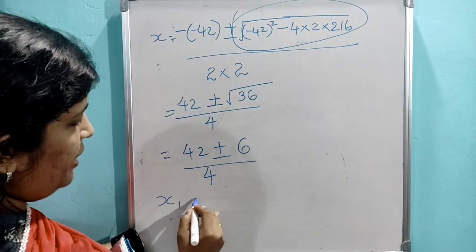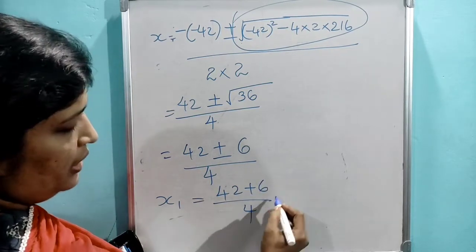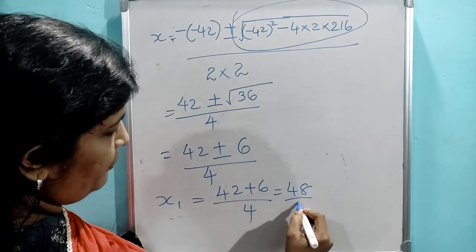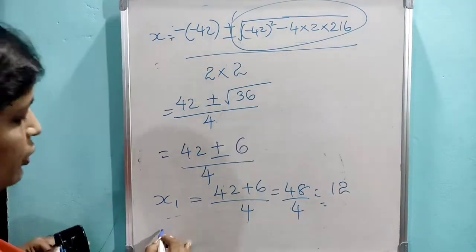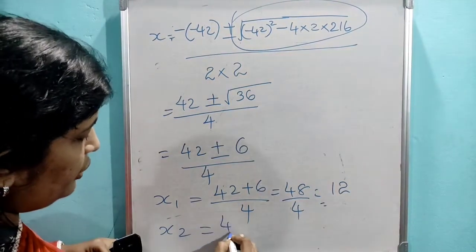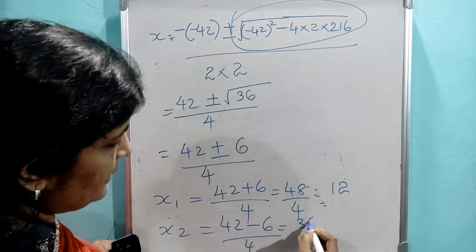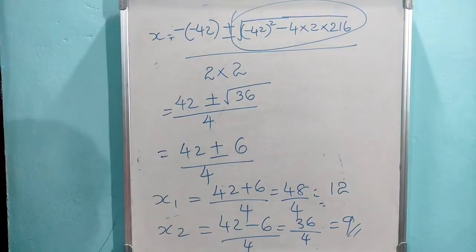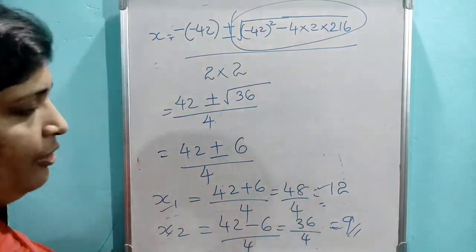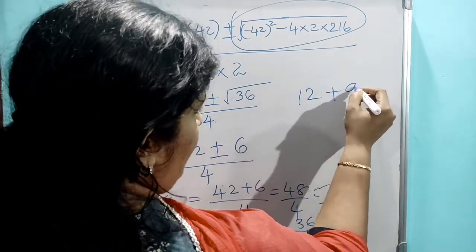So what is x1? x1 is equal to (42 plus 6) by 4, that is 48 by 4, which is equal to 12. What is x2? x2 is equal to (42 minus 6) by 4, that is 36 by 4, which is equal to 9. So these are the two solutions, or the two sides of the rectangle: one is 12 and the other is 9.